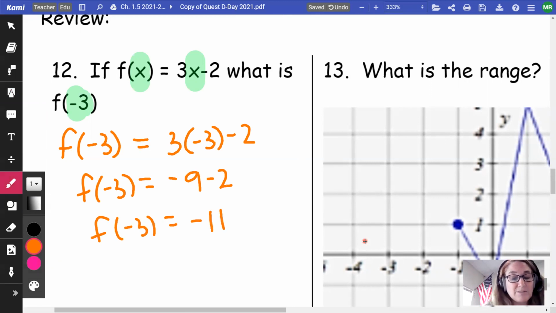You are done. Some of us are dividing by a -3. That's not f times -3. It is f of -3. And that's saying when I put in a -3, what do I get out? When I put in -3, I get out a -11. That is your answer.